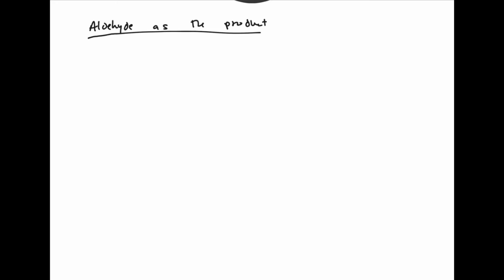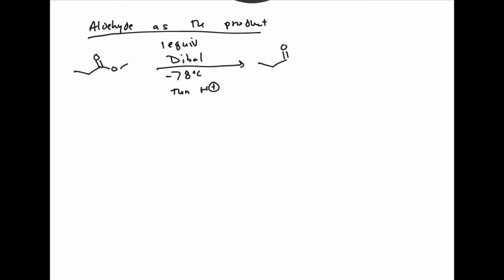All right, so aldehyde is the product. You're going to have your ester. You have 1 equivalent of DIBAL at negative 78 degrees C. Then you're going to add H+, and this will make an aldehyde.